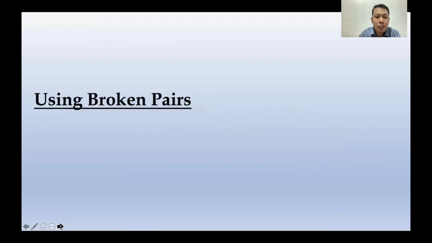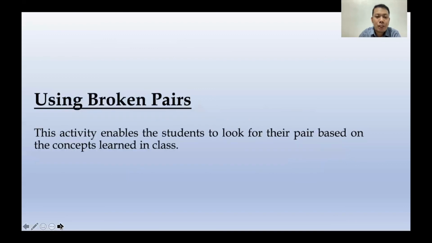So using broken pairs, this activity enables the students to look for their pair based on the concept learned in class. So parang domino effect, domino lang din. However, this time, may certain partners lang. So everyone will be given a certain concept. So isa lang.